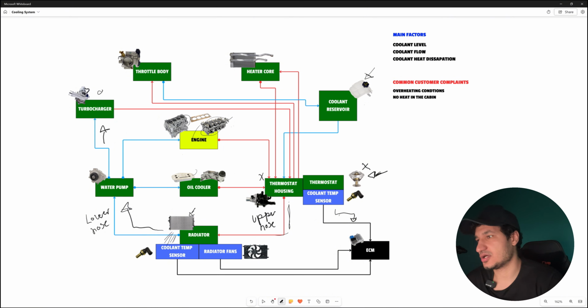So cold coolant will come over here and cool down the turbo, and then hot coolant will come back to the thermostat housing so that the cycle can start again. And then we also have one guy over here, which is the throttle body, and there's actually hot coolant that comes out of the thermostat housing to the throttle body to cool down the air a bit.